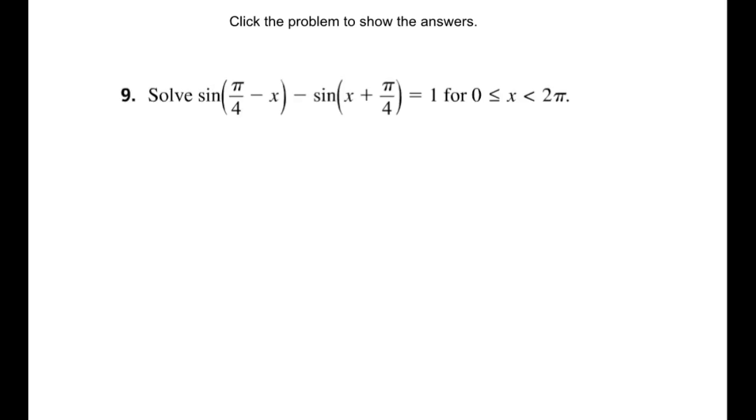Now here's another one that I want you to think about and try. When we're solving, don't forget we want to simplify as much as we can first, and then use that information and our unit circle to find the actual solutions.